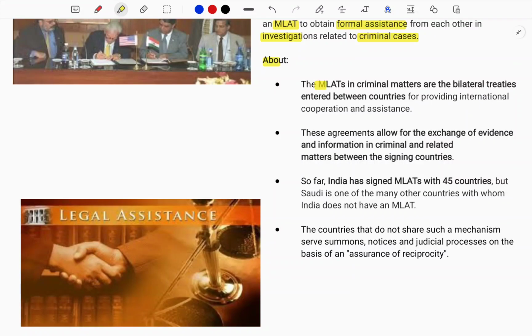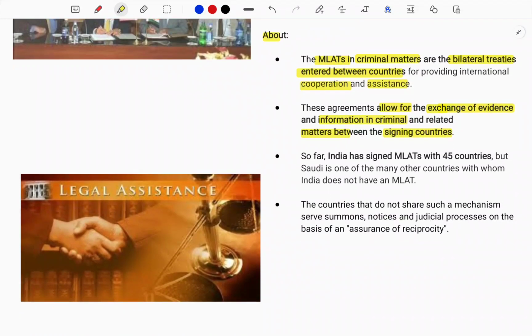MLAT, in criminal matters, refers to bilateral treaties entered into between countries for providing international cooperation and assistance. These agreements also allow for the exchange of evidence. So if any crime is committed by an Indian in Saudi Arabia or a Saudi Arabian in India, mutual exchange of evidence and information in criminal matters can happen between the signing countries. Any information related to criminal activity can be shared between the countries.